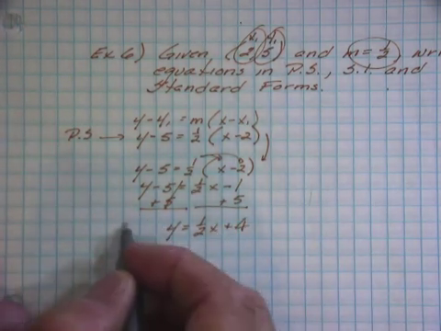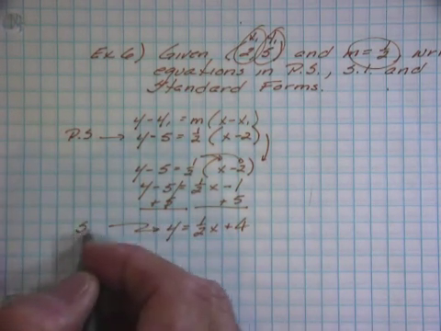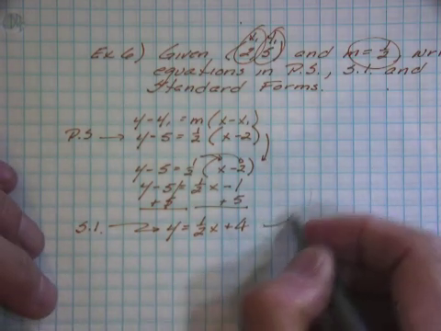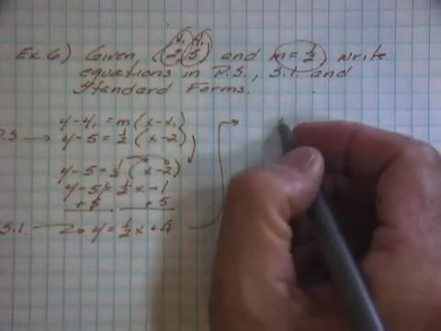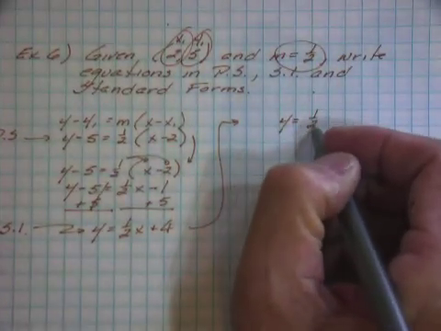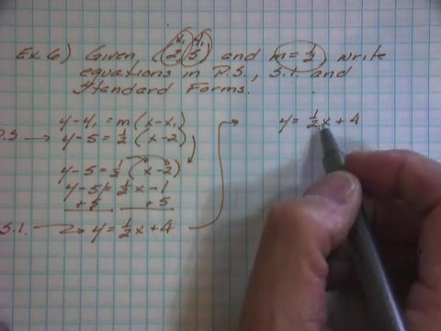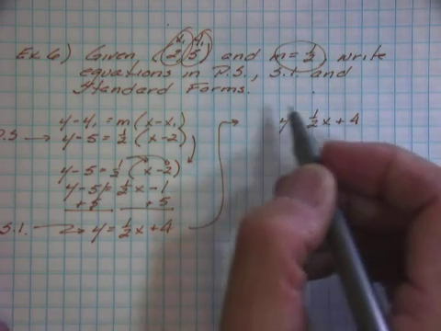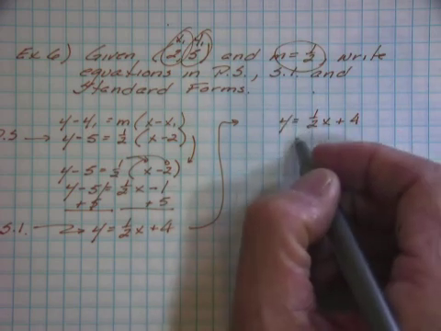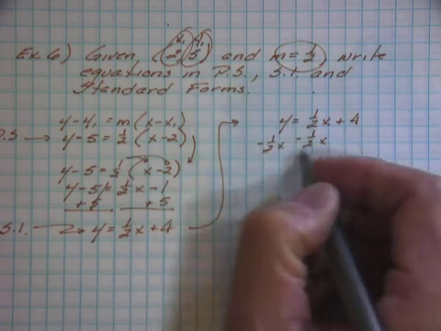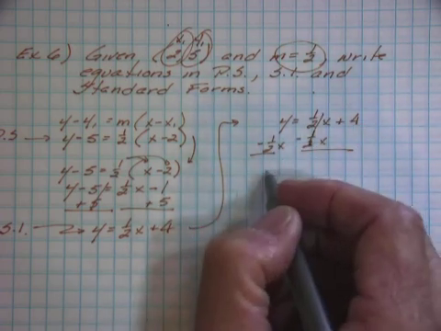I just need to get the y by itself, so I'll add 5 to both sides. 5's cancel, and y equals 1/2 x plus 4. And boom, there you go. That is slope-intercept form. Okay? Now I'm going to grab that, come up over here maybe, and rewrite it. y equals 1/2 x plus 4.